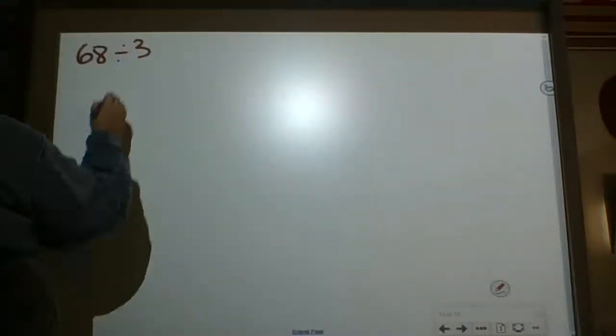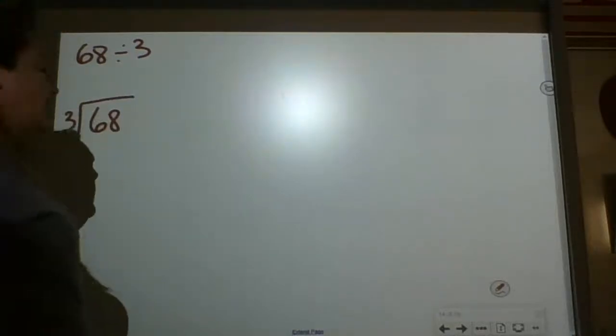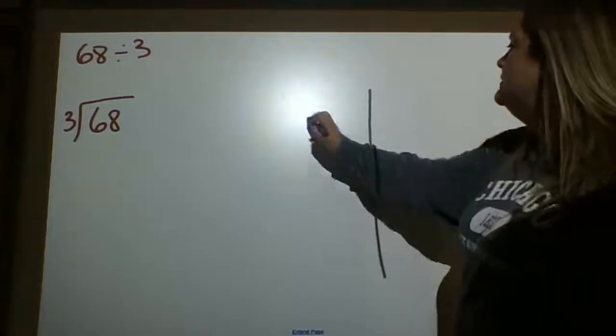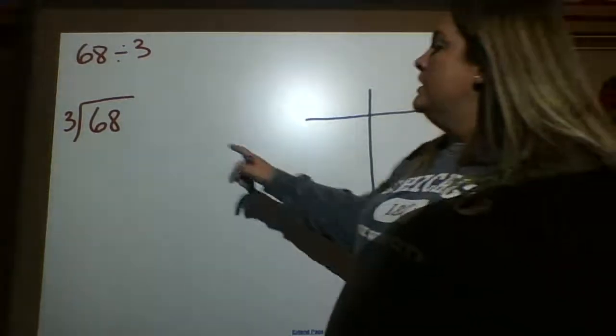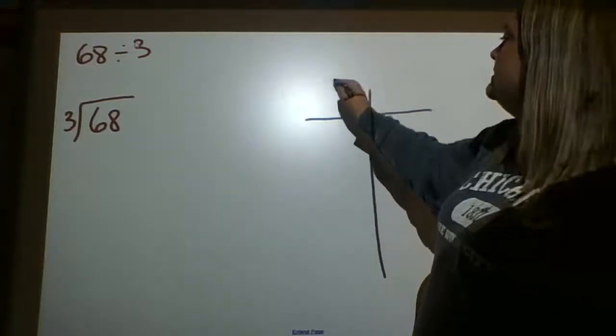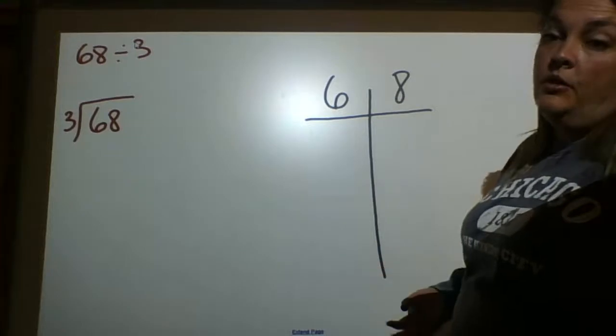68 divided by 3. Another way we could write that is like this. We're going to get here soon. All right, let's do some apartment building. Ready? Start with our T. Take our larger number, the one inside. It's the one we're going to be dividing. 68, 6 tens, 8 ones. It's like a place value chart, right? I call it an apartment.